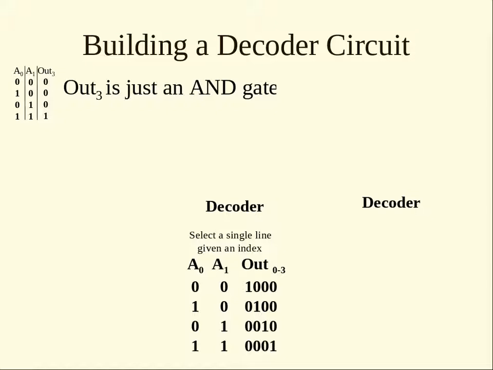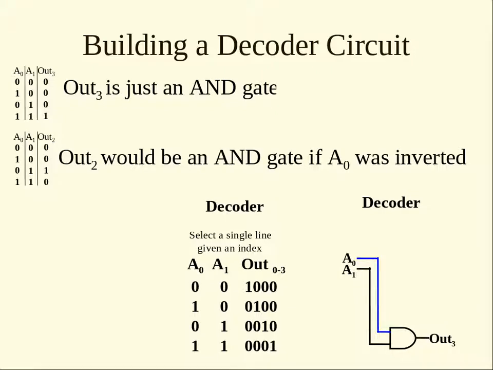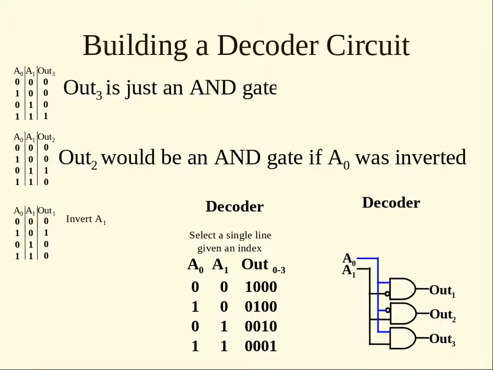So let's build a 2-bit decoder. So out 3 is just an AND gate. Perfect. Out 2 would be an AND gate if A naught is inverted, right? Do y'all see that? Look at the truth table. If you notice about the decoder, you're only activating one line, and an AND gate always activates one line, so you just need to set up the input so that it always activates correctly. For A naught, you invert A1, and for the final one, you invert both.